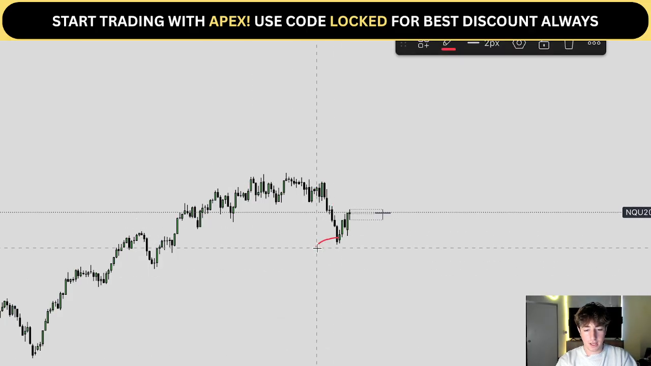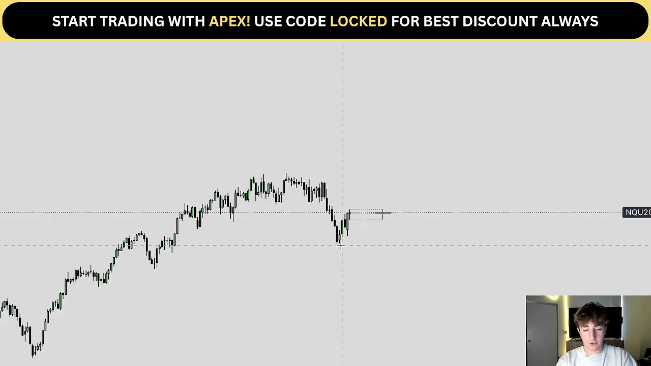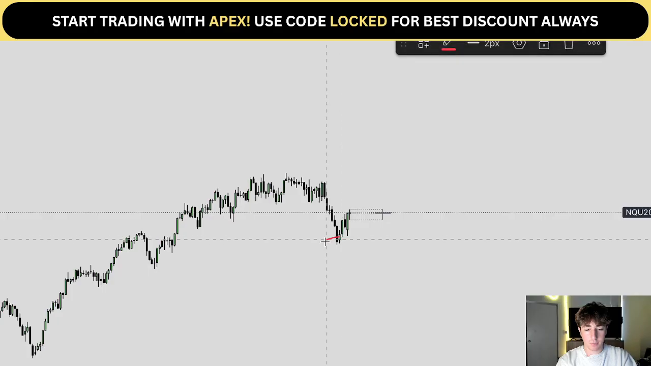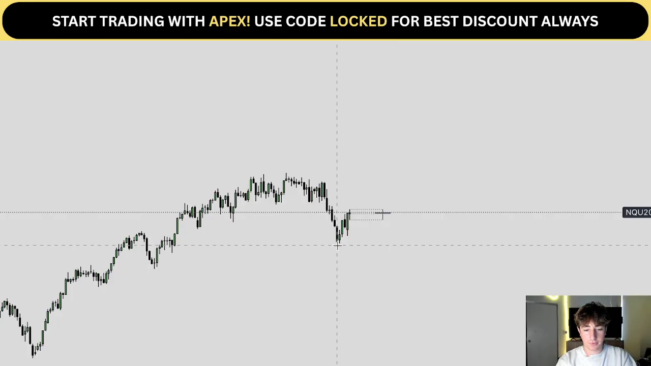Okay, this is the climax where sellers are over. This is basically a buying climax, all right? This is where buying is likely to start and sellers are likely going to basically chill out, okay? So the climax is right there.